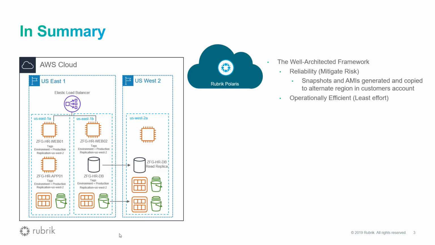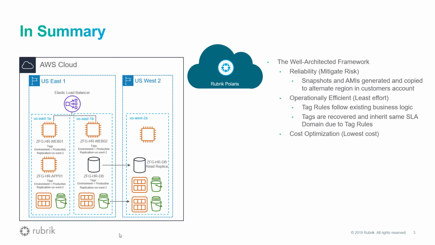As far as being operationally efficient, right, we wanted to choose the solution with the least effort. Well, tag rules, number one, allowed us to follow business logic. And the sheer fact that we could recover and export these same tags with our new instances means we didn't have to go back and set up Rubrik to protect the EC2 instance that it created. Finally, we have cost optimization. We want to deliver the requirements using the lowest cost option. Well, number one, we don't have to store piles and piles of snapshots, right? They're going to be expired and pruned off based on that declarative policy that we set forth within the SLA domain.